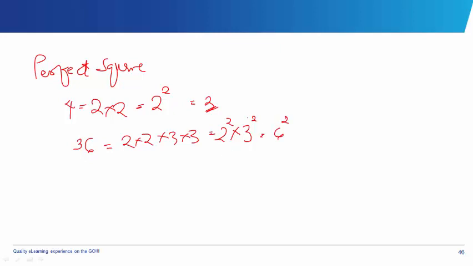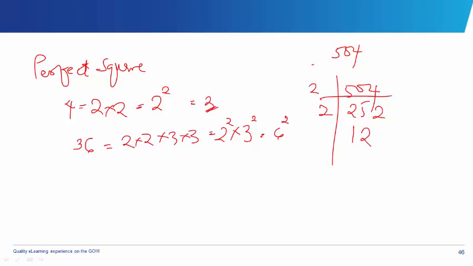So let's look at the question. Find the smallest number by which 504 must be multiplied to make the product a perfect square. So 504 is not a perfect square. Let's express it in factors. 2 can go, we'll have 252. 2 can go again, we'll have 126. 2 can go again, we'll have 63. 3 can go, we'll have 21. 3 can go, we'll have 7, then 7 can go, we'll have 1.